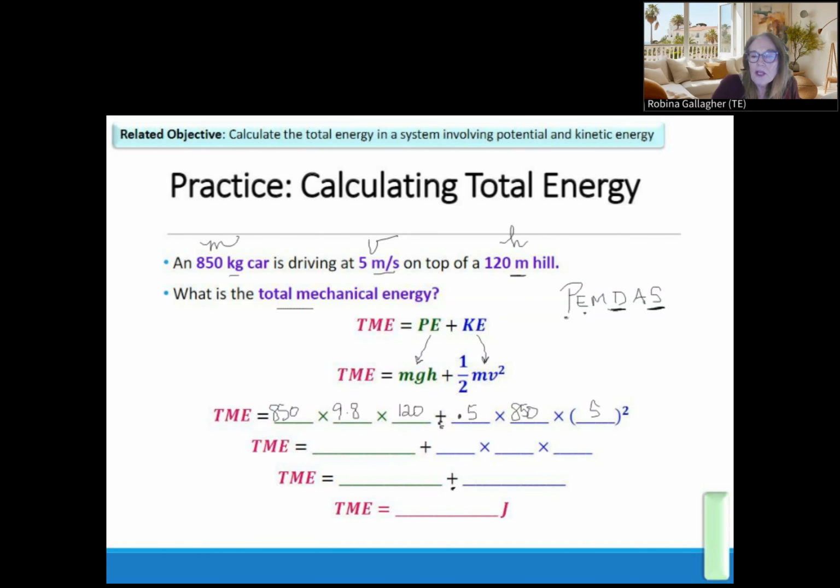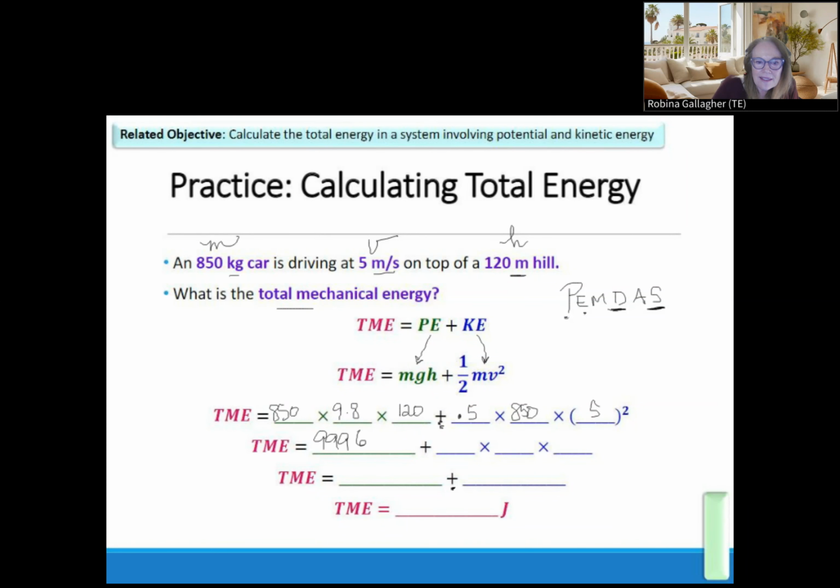So on the left side of the addition, the potential energy, I need to multiply 850 times 9.8 times 120. Somebody in the chat room, grab your calculator, multiply those numbers for me, okay? What is 850 times 9.8 times 120? Somebody tell me, what is that? Yeah. Thank you, Sierra. Okay, so 999,600. Okay.